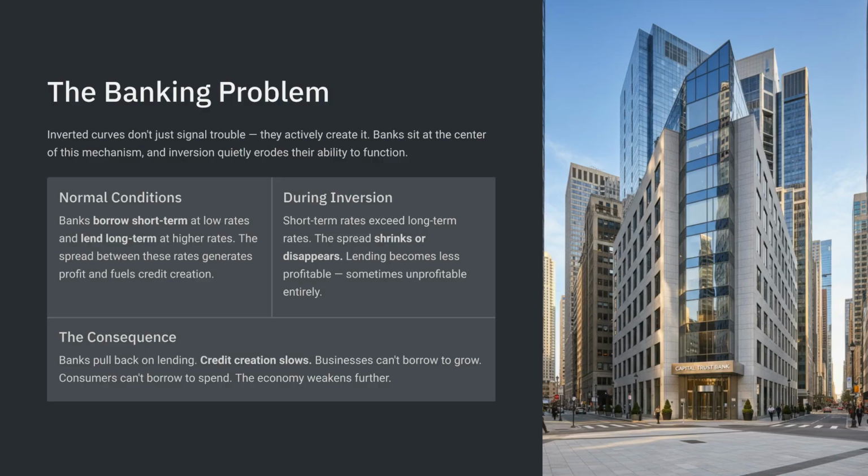But during inversion, short-term rates rise too much. Suddenly, banks may be borrowing at 6% while lending at 5%. The business model breaks. Lending becomes unattractive. So banks reduce lending activity. Businesses struggle to borrow. Consumers struggle to spend. Economic activity slows further. This is why inversion becomes economically dangerous. It quietly tightens the entire credit system.